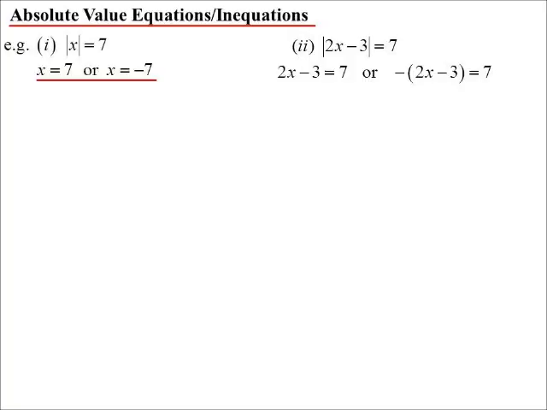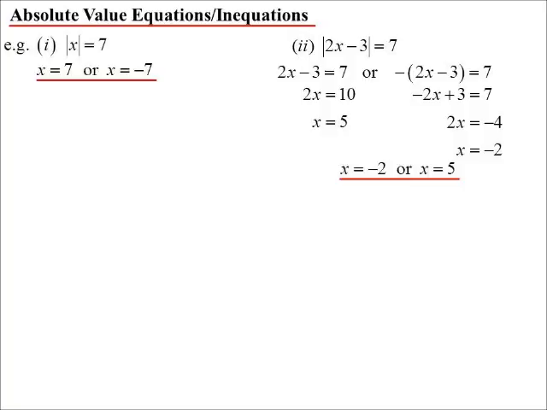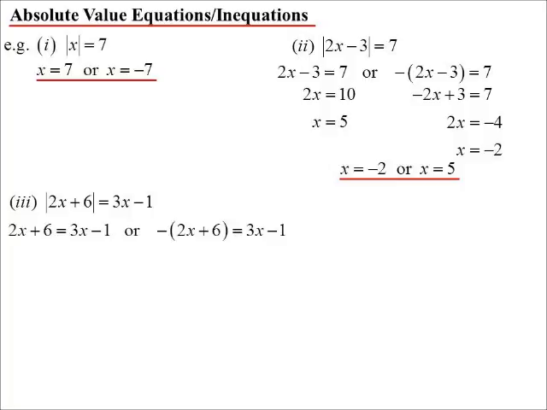So let's solve. Left-hand side there, we get 2x equals 10, x is 5. Right-hand side, we get x is negative 2. There's our 2 solutions. And so there's our answer. Okay. What happens if we have algebra on both sides? Well, again, it's the absolute value we change the sign with. So either 2x plus 6 is 3x minus 1, or the negative of 2x plus 6 is 3x minus 1. x equals 7 on the left-hand side there. The right-hand side gives me x equals negative 1.